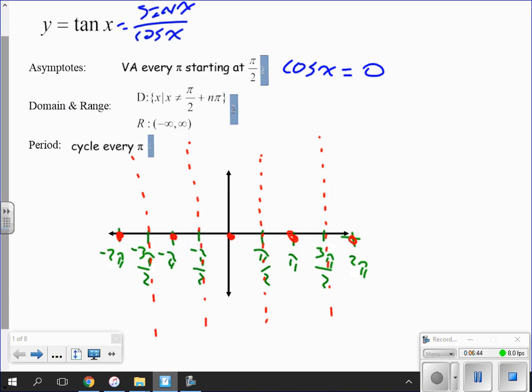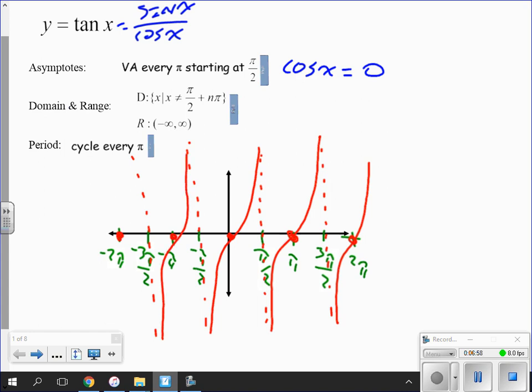It comes up, goes through, and goes up. Comes up from below, goes through the 0, goes up. Comes up from below, goes through the 0 and up. So as I'm going from left to right, it goes from positive to negative. Okay? Same thing here on this one.